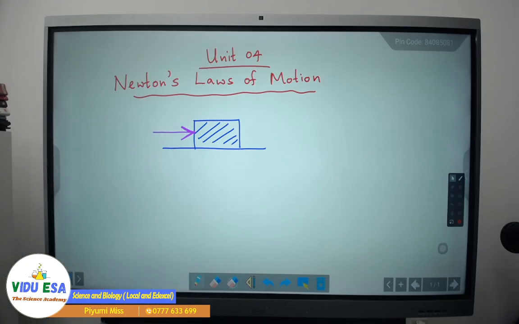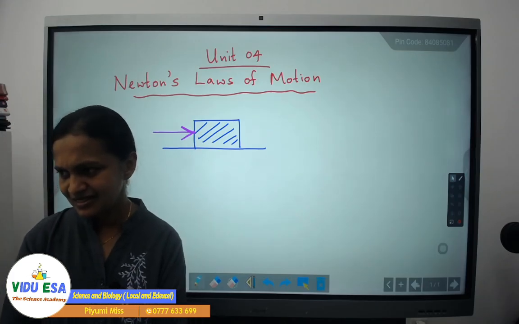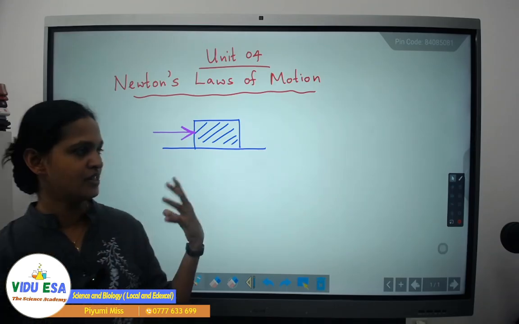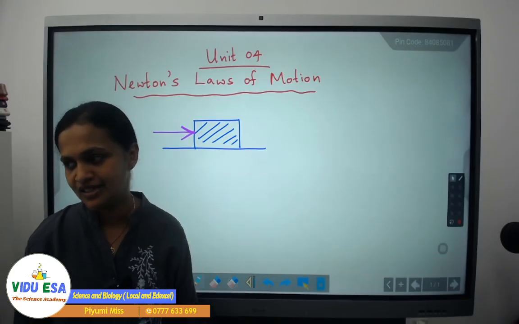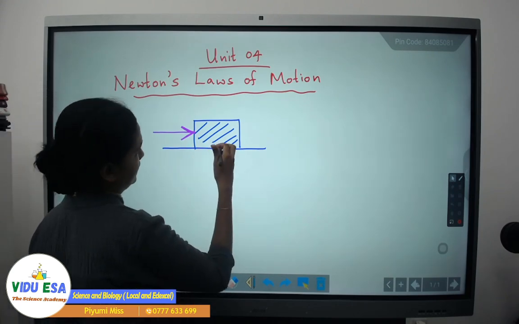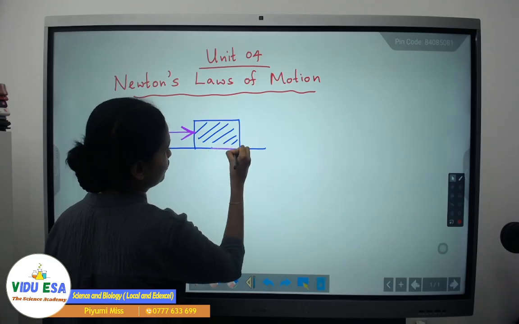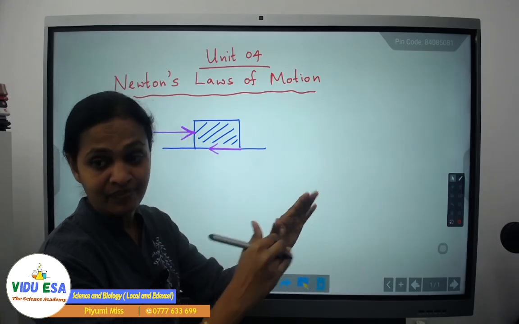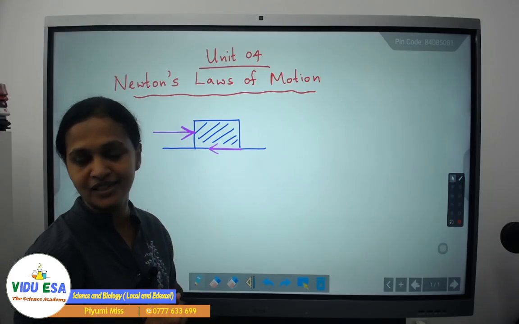Yes, because the force is not enough. Because the force we applied to that box is not enough. Yes, Manushika mentioned the force that is applied is not adequate. Why isn't it adequate? Because when this is in contact with the ground, there is an opposing force acting against the motion. When we are pushing it this way, an opposing force is applied by the ground.